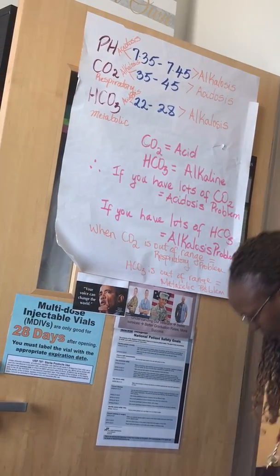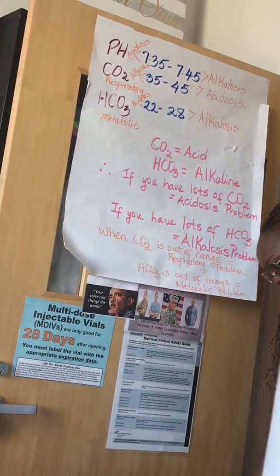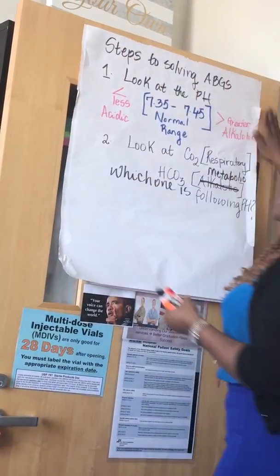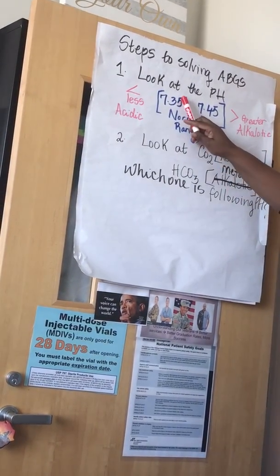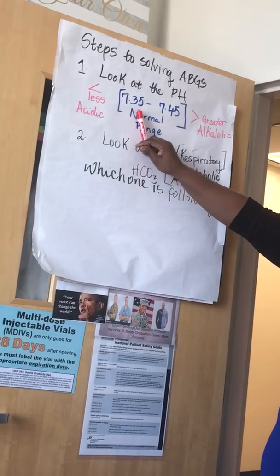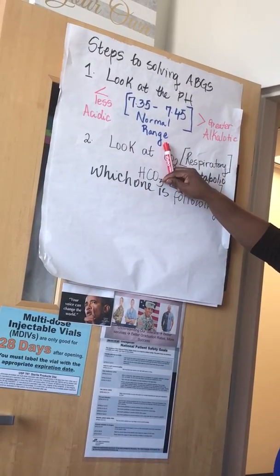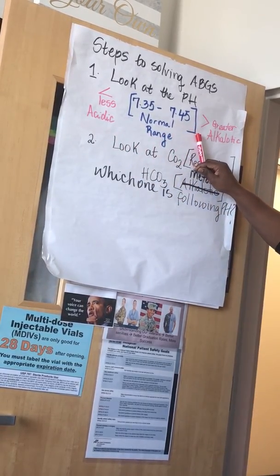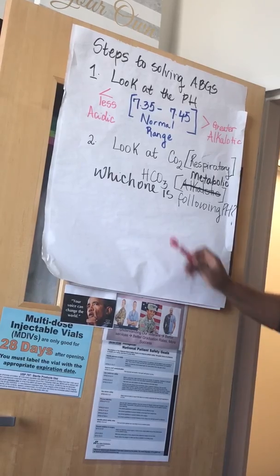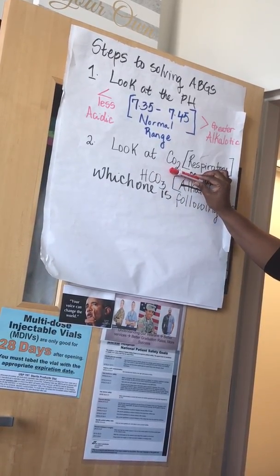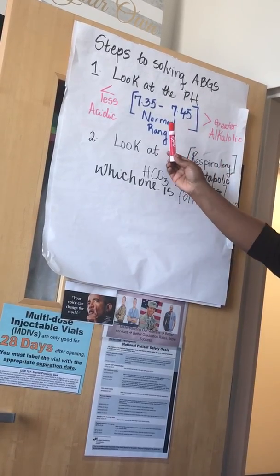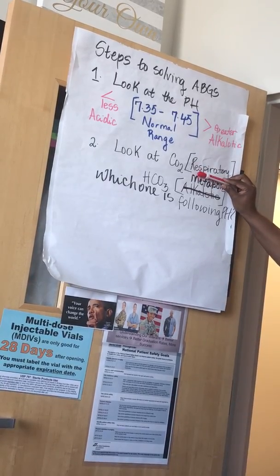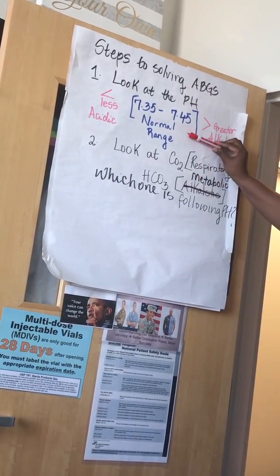Okay? Next thing. The steps to solving your ABG, the very first thing you want to look at is your pH. We know that the normal range is 7.35 to 7.45. Anything less than 7.35, we are having an acidic problem. Anything greater than 7.45, we are having an alkalotic problem. Step 2, you want to look at CO2 and see, is that moving in the direction of the pH? So if the CO2 is following the direction of the pH, then we're going to know that it's a respiratory issue, and then we call it what the pH is falling under.